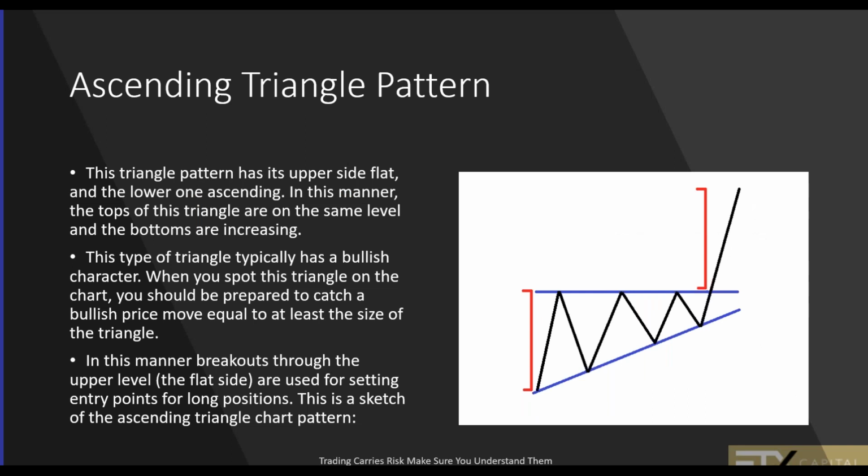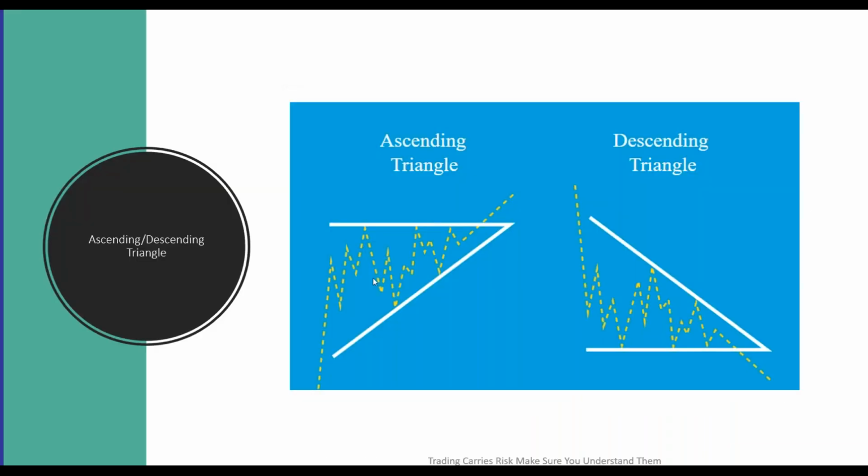Now the ascending triangle pattern has its upper side flat and a lower one ascending. So if you want to memorize the names, ascending means what? Moving up. Descending means moving down. And that's what you see in the triangle, not the price and not the breakout, just what the price is doing while it moves into that triangle and the formation. So you can look at the ascending triangle. What's it doing? It's pointing upward. The descending triangle is pointing downward.